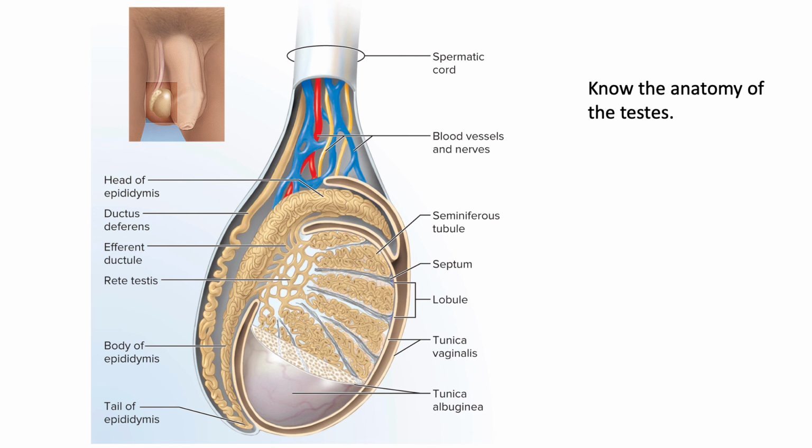So as you notice, leaving each testis, you have a spermatic cord that is part of the tunica vaginalis layer, the outermost layer of the testes. The spermatic cord has four structures that are important: the ductus deferens, an artery, a vein, and a nerve. Okay, so those are the four things that travel through the spermatic cord. You should probably know those as well.